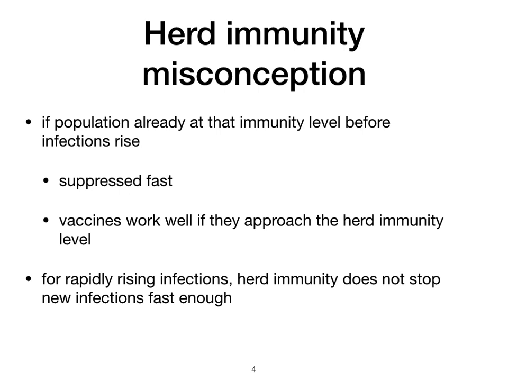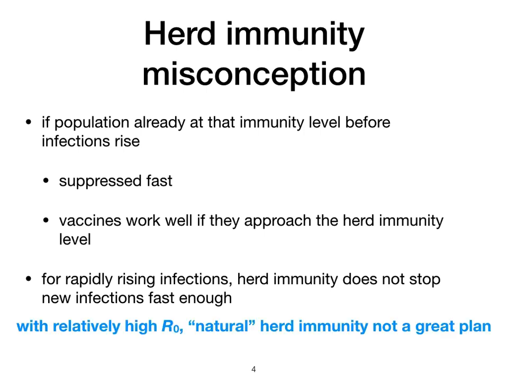So onto herd immunity and the big misconceptions around it. If you're already at that level of people who've been infected when a new outbreak occurs, then you will expect it to be suppressed fast. And vaccines work well if you can vaccinate at around the herd immunity level, or better still, even more. But if the number of infections is rising rapidly, herd immunity doesn't stop new infections fast enough, you get a thing called overshoot. So if you've got a relatively high value of R0, natural herd immunity is not a great plan, particularly if the disease causes a significant number of fatalities, which is the case here.